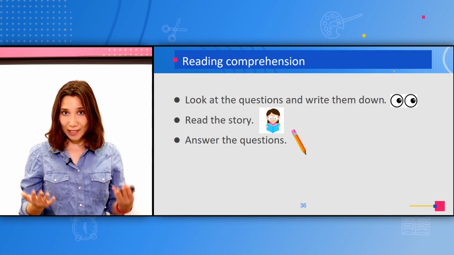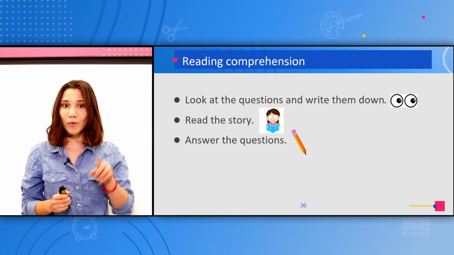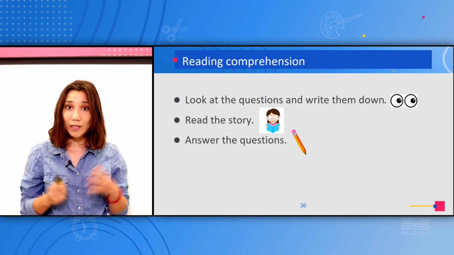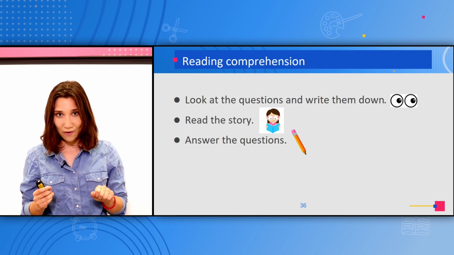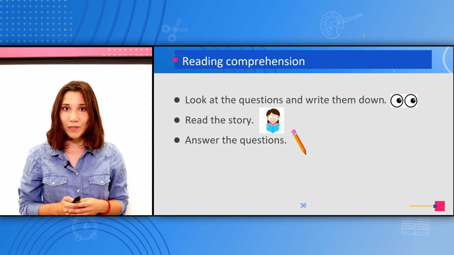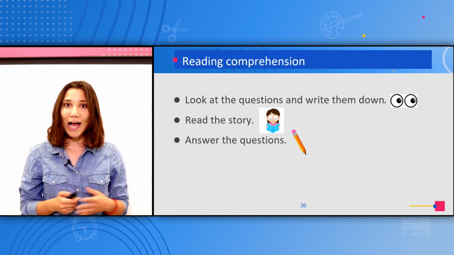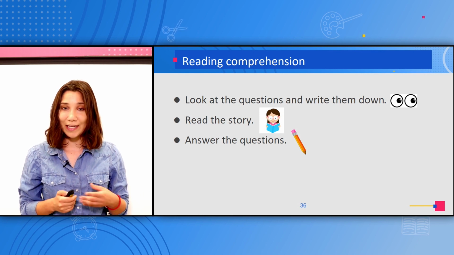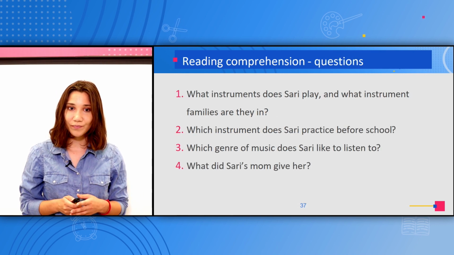So we'll do a reading activity. First, we'll look at the questions. When we look at the questions, you can write them down or take a picture of the screen so you remember them. Then you will read the story, and after you read the story, you'll answer the questions.